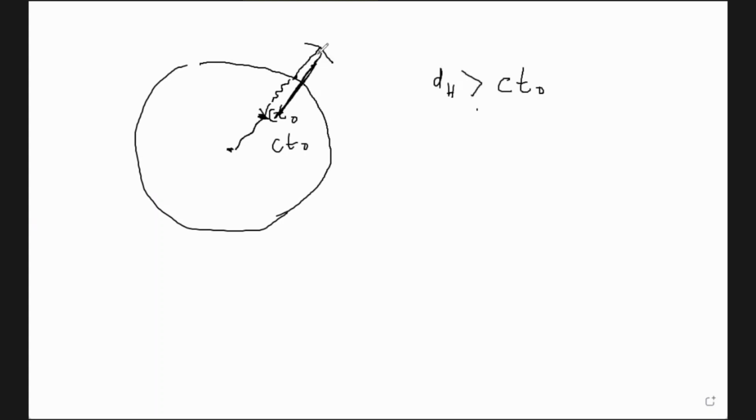So our horizon dh is actually greater than ct naught because the space is expanding. The photon is coming, but behind it, suppose this is the last point where a star was there. It is not a star, say, for example, hydrogen gas, but it has moved away from this. So space is also helping to separate out the distance. That's why the horizon size is greater than ct naught. Is it clear concept-wise? Yes, sir. Everybody clear? Okay.